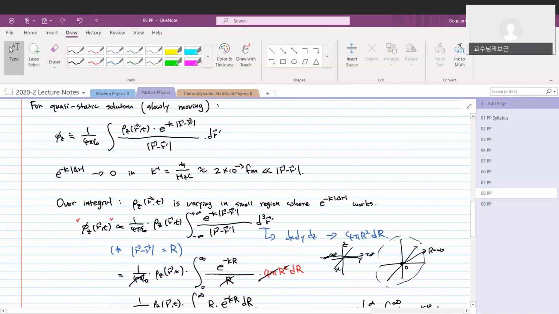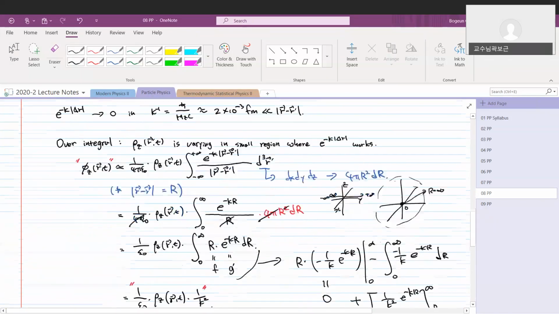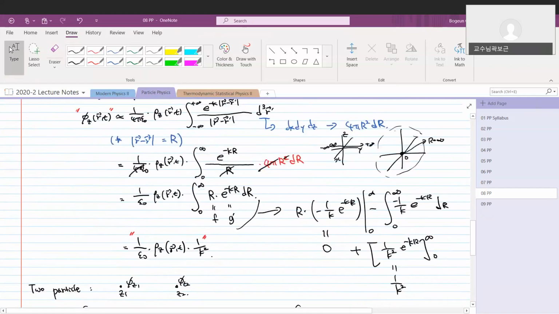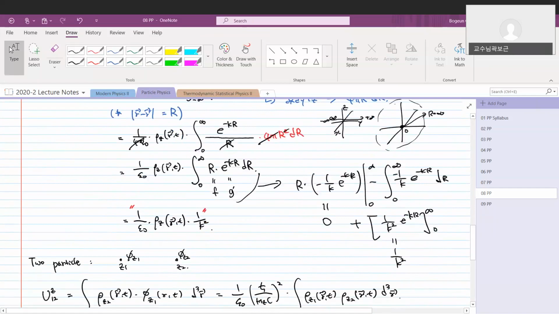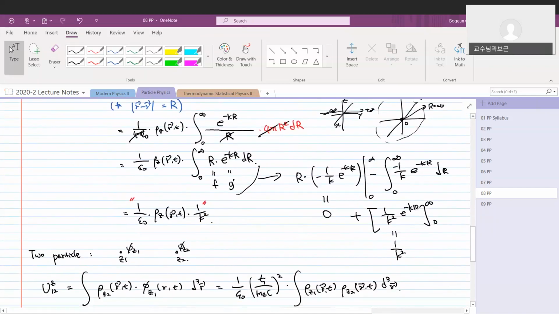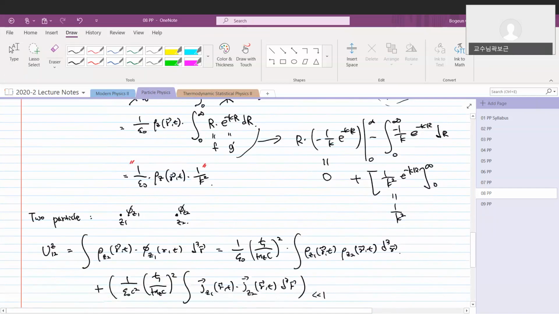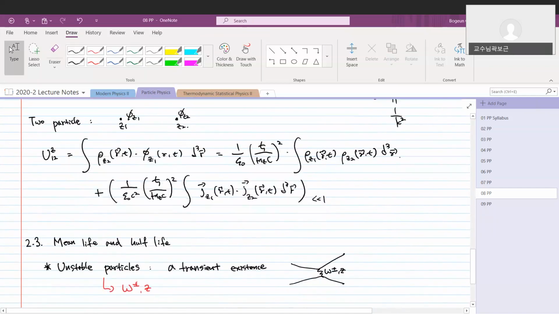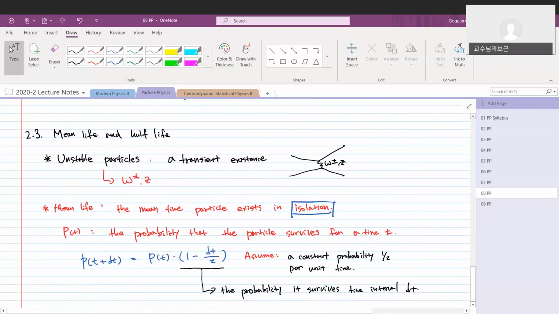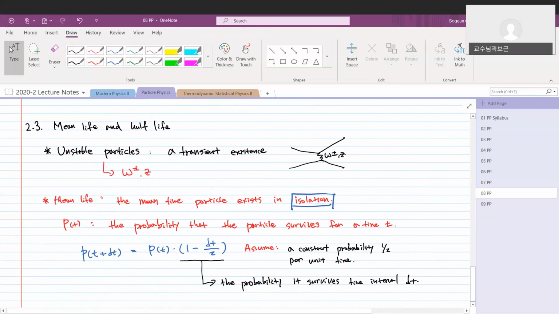So we just treat this density as a constant. Then we do the integral by parts, and we found the static potential of the Z boson. And for the distribution, again, we talked about this, and we finish the discussion of the mean life and half life.